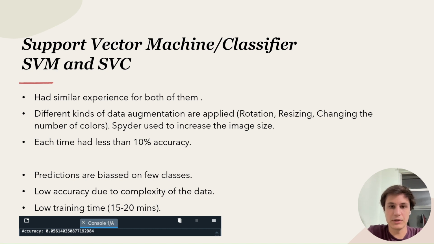In terms of the training time, they required very little time to train compared to my convolutional neural network approach. I believe the reason for the low accuracy is the complexity of the data. After a little research, I saw that support vector machine and support vector classifiers don't perform well with large datasets.